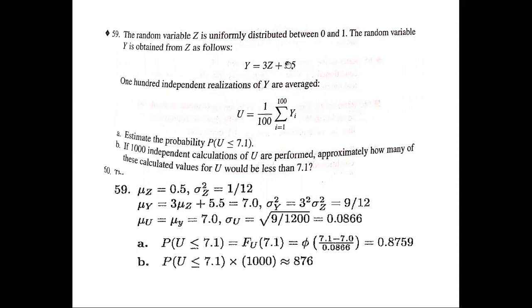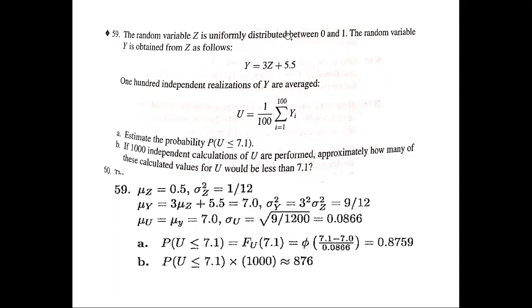Okay, so therefore mu y will be equal to mu z, which he has given. Sorry, I'm confused here. It is uniformly distributed between 0 and 1. I assumed that 0 is the mean and 1 is the variance. It's not so. Z is uniformly distributed between 0 and 1.